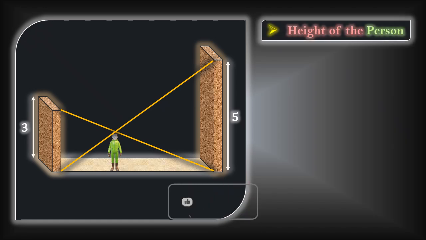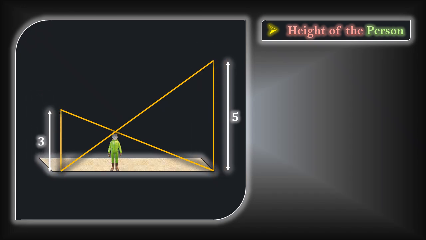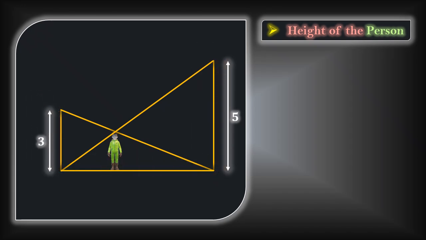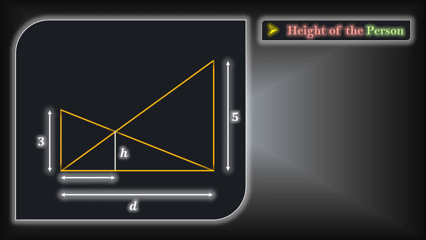So let us begin. We begin by creating a visual mathematical model of the problem. We replace the walls and the ground on which the man is standing with straight lines. We also replace the man standing at the intersection point with a vertical straight line whose height is noted h. Next, we note the horizontal distance between the two walls as the distance d. In addition, we note the distance between the vertical line representing the man and the wall measuring 3 units as the length x. Therefore, the distance between the vertical line representing the man and the wall measuring 5 units is equal to d minus x.